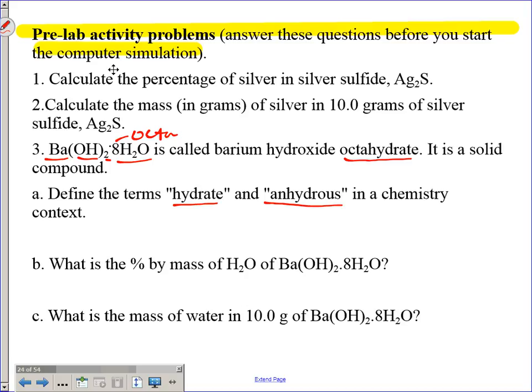So this one, number one specifically just says percentage of silver in silver sulfide. Not the sulfide part, just the silver part. Write out your work.